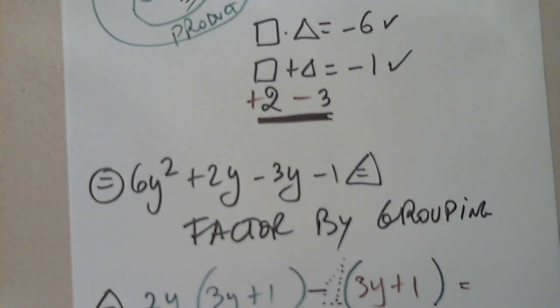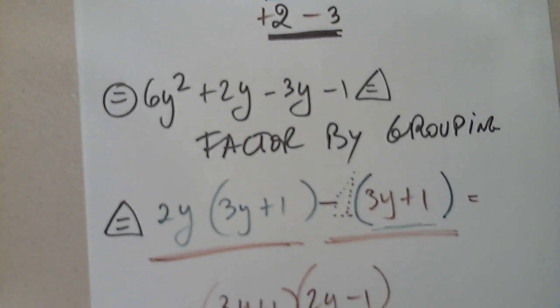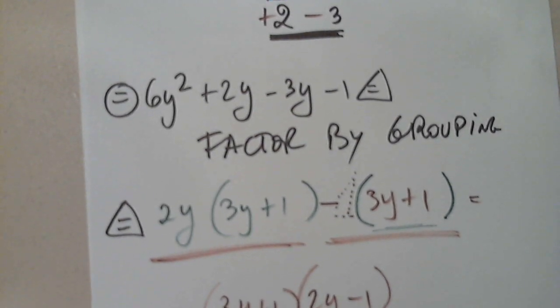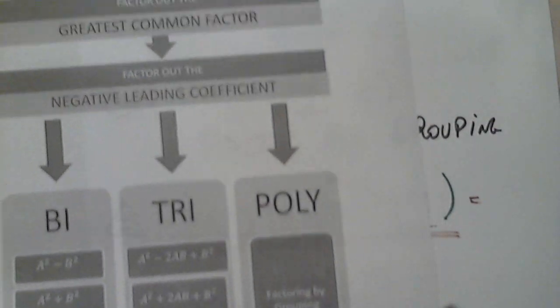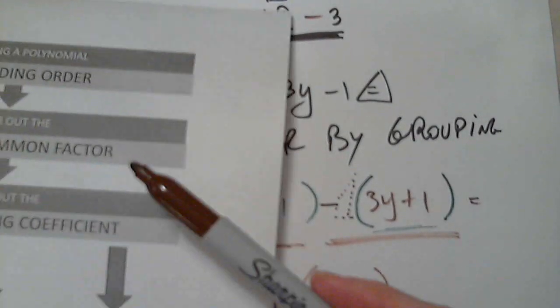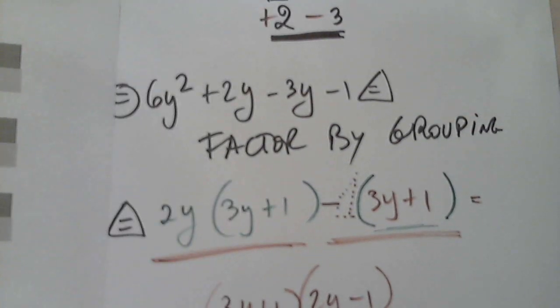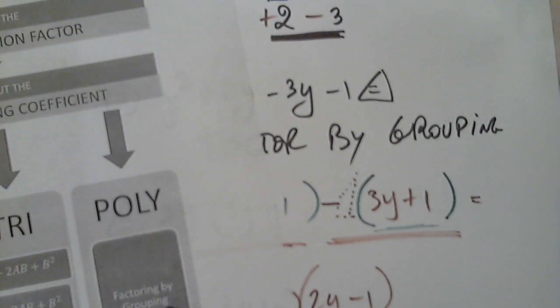So if we look at part A, which is x to the third plus x squared plus 2x plus 2, I don't have anything to do. I don't have to teach anything here. Descending order? Yes. Greatest common factor to all four? No. Negative leading coefficient? No. I don't have anything but factoring by grouping.